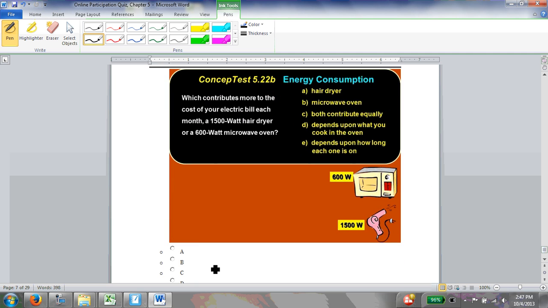Just a couple more. Which contributes more to your cost or electric bill, a 1500 watt hairdryer or a 600 watt microwave oven? Well, even though the hairdryer does have a higher power rating, it depends on how long each one is on. If you use your hairdryer as much as you use your microwave, which may or may not be the case, I tend not to use my hairdryer as much as I use my microwave. But you can use more energy with your microwave if you use it for a longer time.